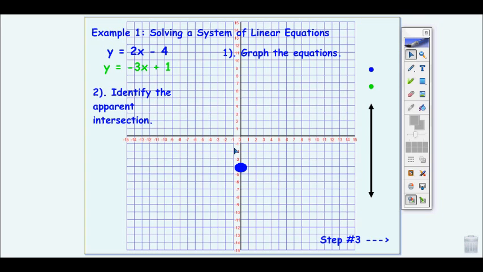And then we're going to apply the slope. Let's go ahead and label this. So this point, this very large point, is my y-intercept, which is at 0, negative 4. And now I'm going to apply my slope.